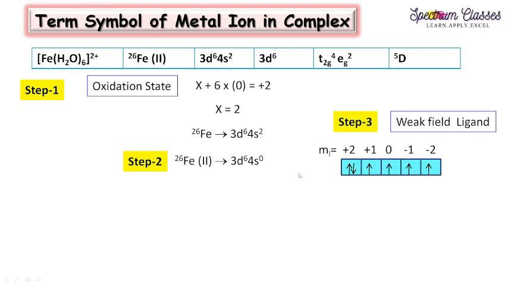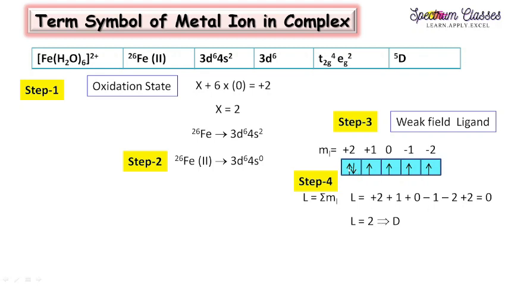Now writing the electronic configuration in such a manner, pairing will not occur and we have 4 unpaired electrons. So for step number 4, we have to calculate the total orbital angular momentum. On calculating this, for 5 unpaired electrons we get 0. The only extra electron is this one, +2. So L is +2.